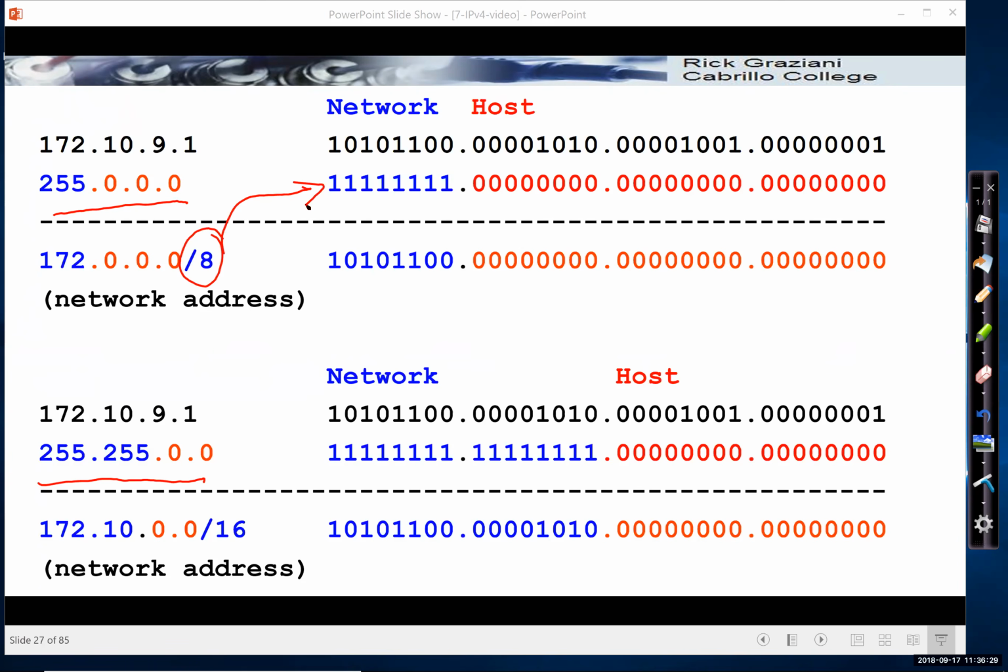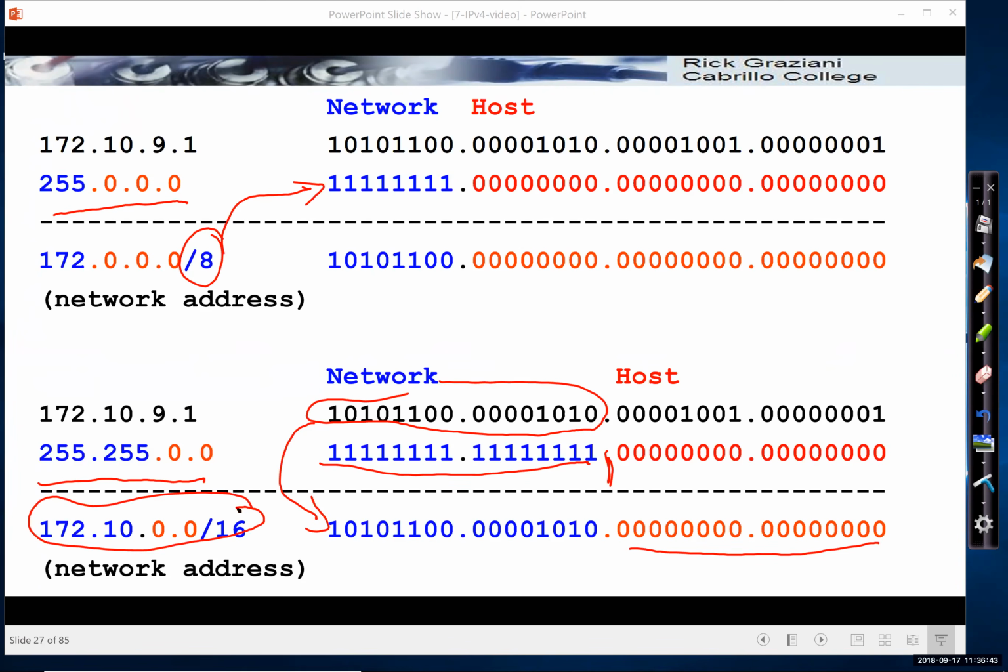So here we just copied the network bits where the ones were. Remember, just make that divide right there. Copied it down here, and then we put all zeros in the rest, and that gave us our network address.